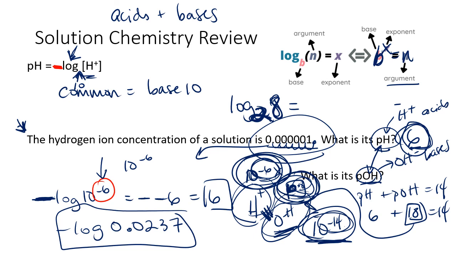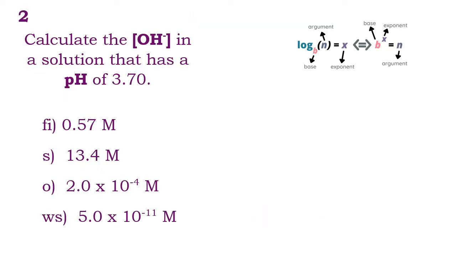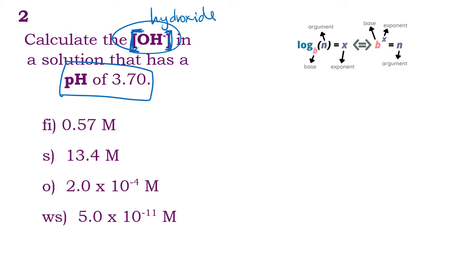Now that we have a good handle on pH in general, let's finally talk about that problem from the hallway. So what's going on here? I need to find the hydroxide ion concentration. This polyatomic ion is hydroxide. These words tell us to find concentration. This is our shortcut for talking about concentration: molarity. And what I know is that the pH is 3.7.